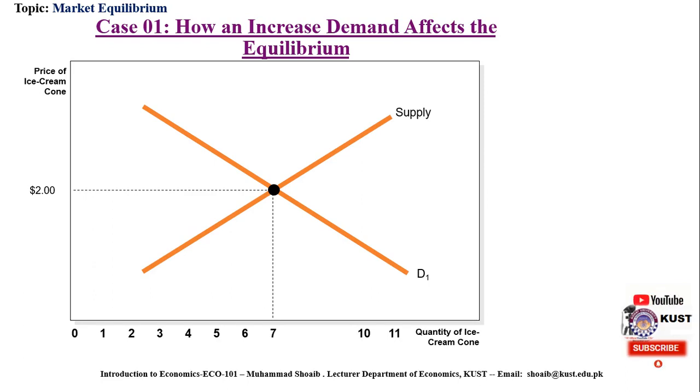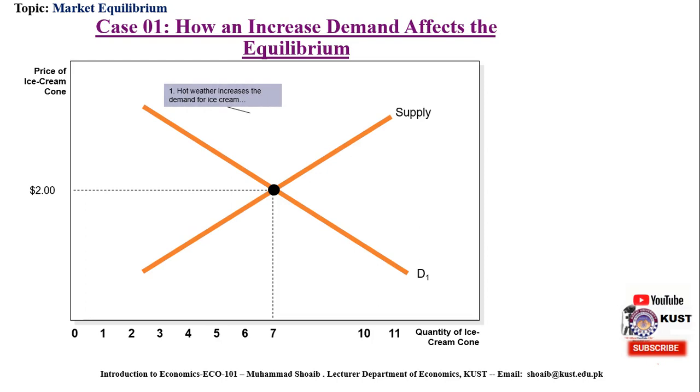Now we have case number one, how an increase in demand affects the equilibrium. Suppose we are again in the market for ice cream cones and we are at equilibrium. We have discussed previously that our equilibrium was at $2, when the price was $2, 7 units of the commodity were demanded. A downward sloping curve shows the demand curve, while an upward sloping curve shows the supply curve.